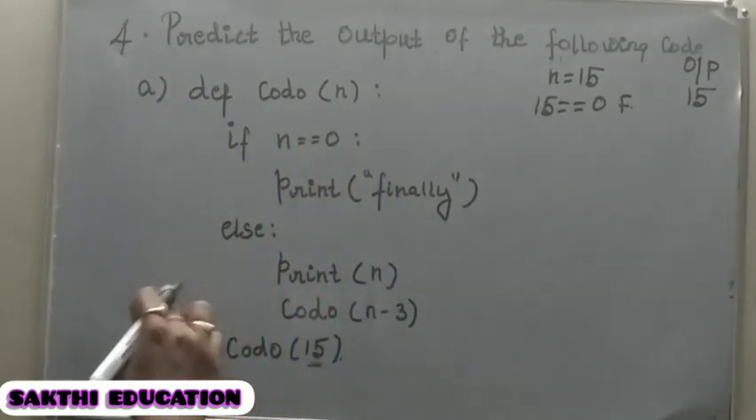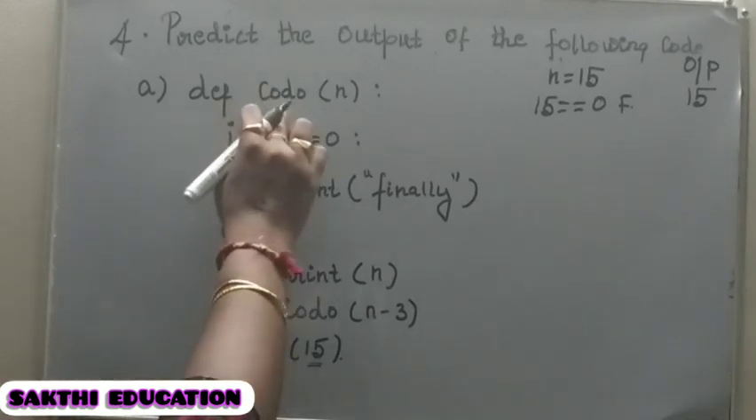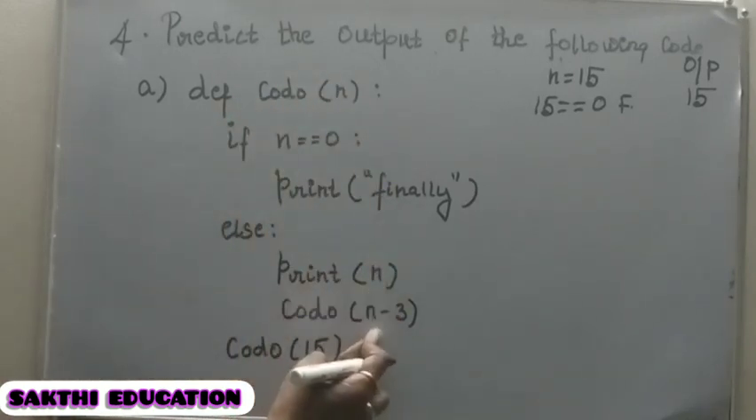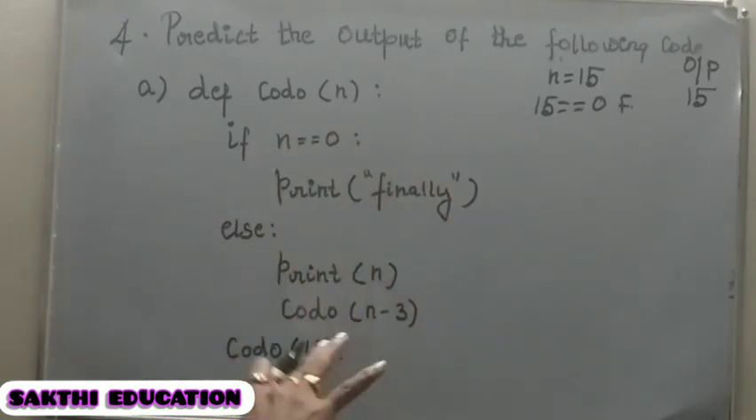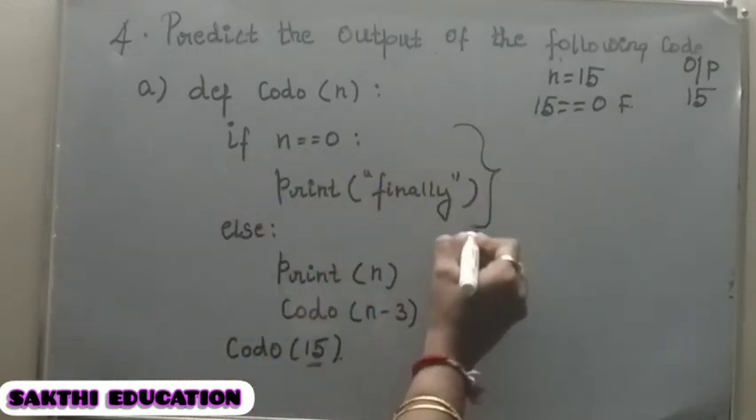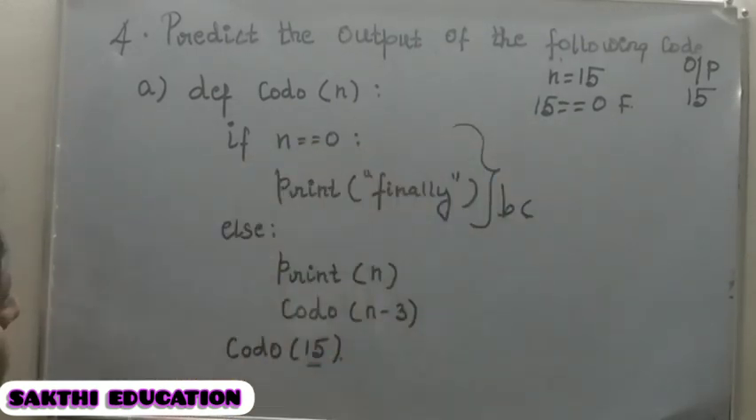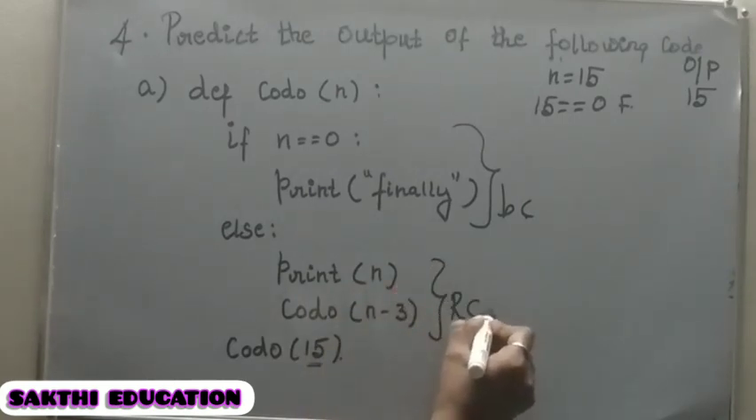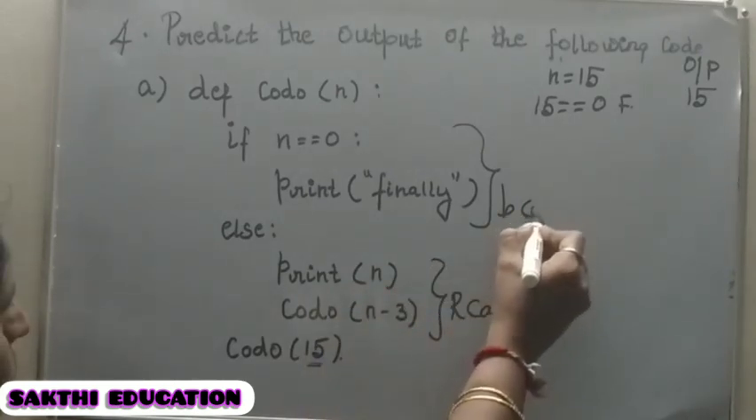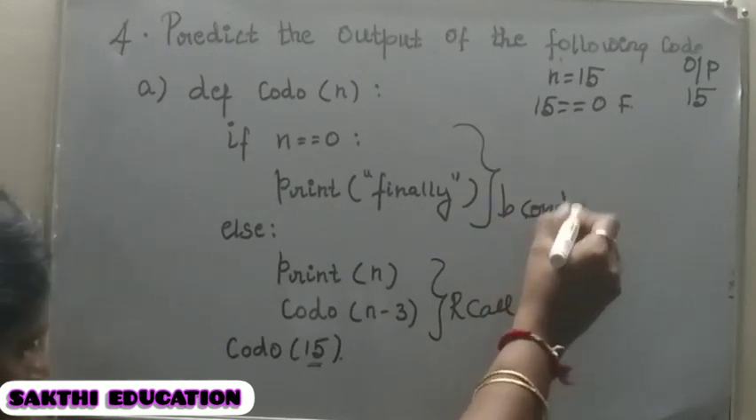See here, the whole code. Inside the function definition, we have a function call, which is called recursion. Here they introduce the recursion concept. This part is called the base condition. This part is a recursive call. This is called the base condition.